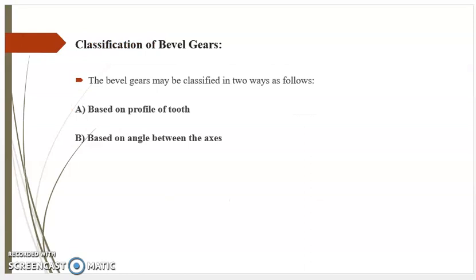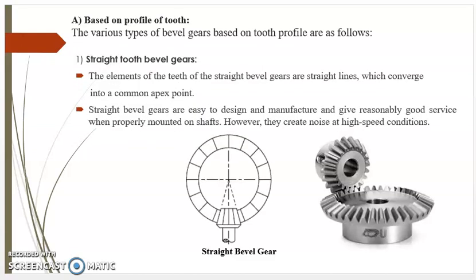Classification of bevel gears. The bevel gears may be classified in two ways as follows: based on profile of tooth and based on angle between the axes. Now we will see classification based on profile of tooth. The various types of bevel gears used based on tooth profile are as follows.